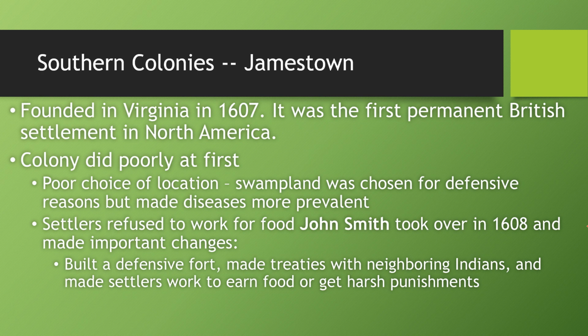John Smith is going to take over leadership of this colony in 1608. He's going to make some very important changes that help make the colony a little more stable. He's going to build a defensive fort to protect the settlement from both Native Americans and the Spanish. Then he starts making treaties with the Native Americans who were nearby. The British had a tendency to attack and raid the Native American villages and basically steal food and supplies from the Indians. Making some treaties and peace with them, they could trade for the food instead.